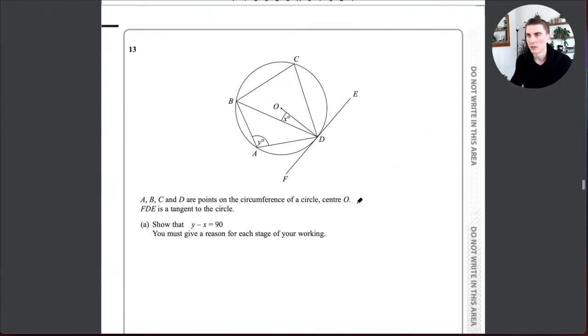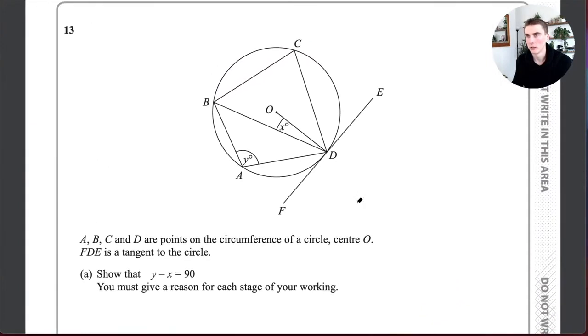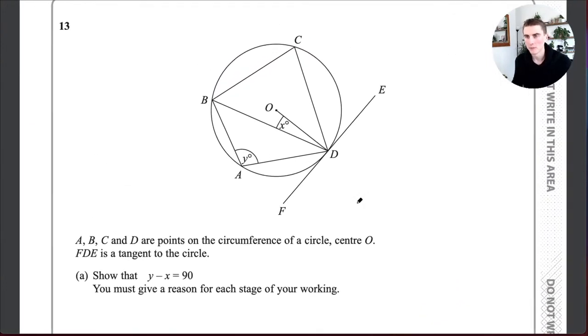Okay, number 13. What have we got here? So we've got this thing, and it says A, B, C, and D are points on the circumference of a circle with a center of O. FDE is a tangent, so this thing here is a tangent. Prove that y minus x equals 90. And you've got to give a reason for each stage.